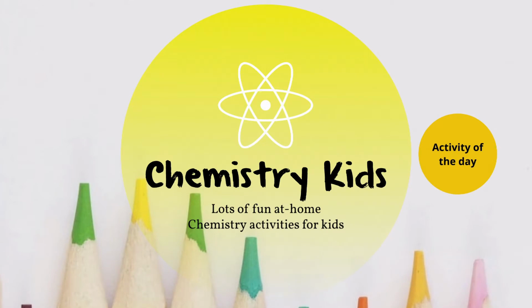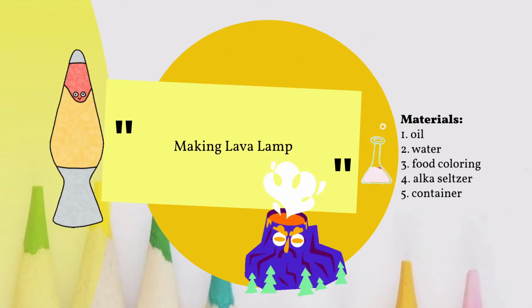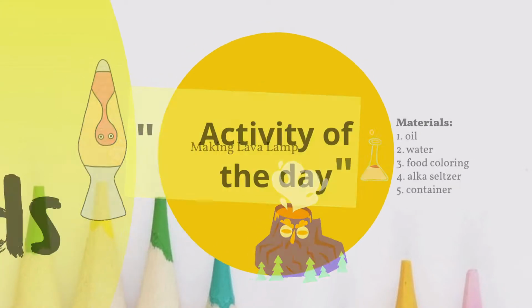Lots of fun at-home chemistry activities for kids. The activity for today is making a lava lamp. The materials needed are oil, water, food coloring, Alka-Seltzer, and of course a container.